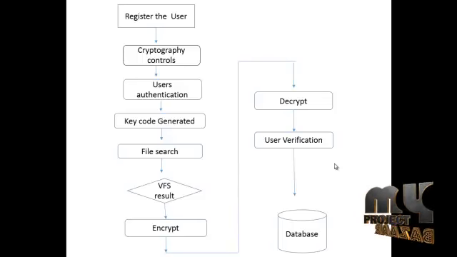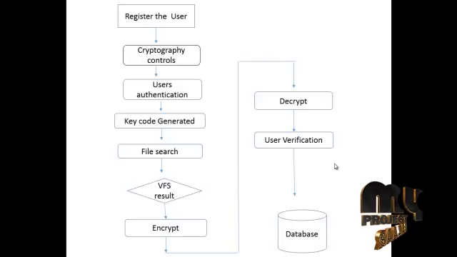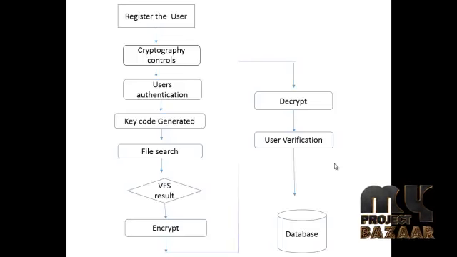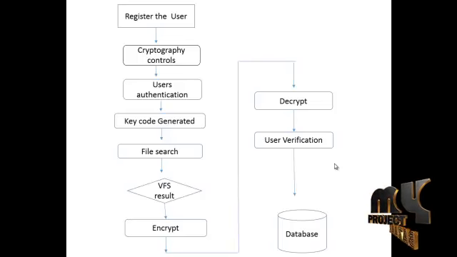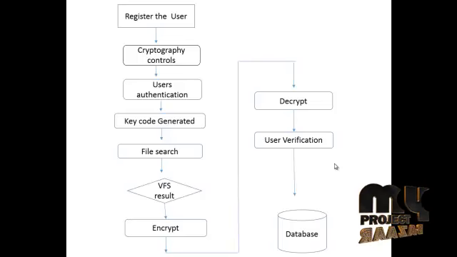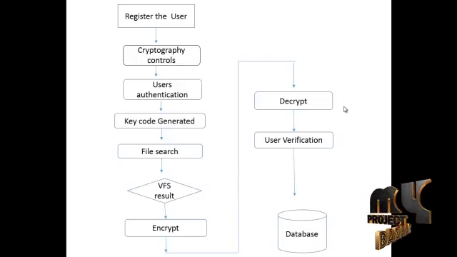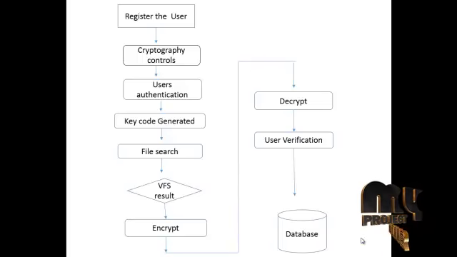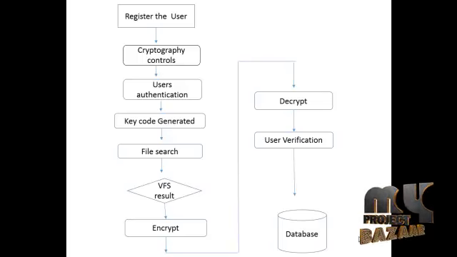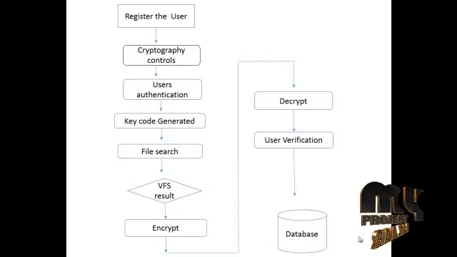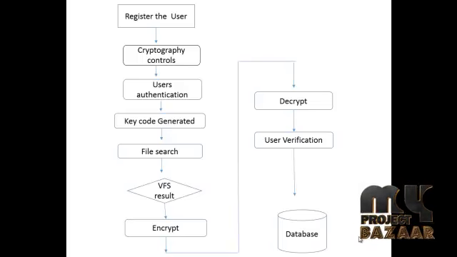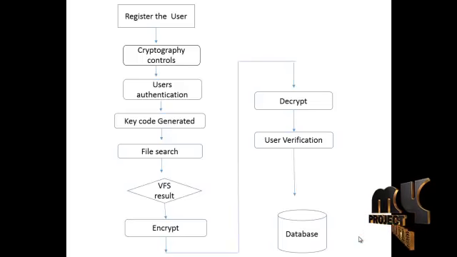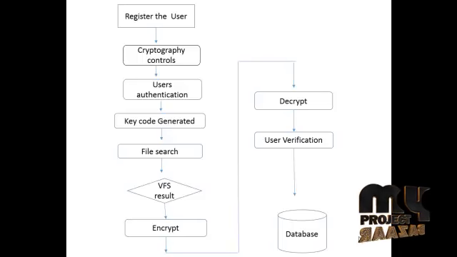The next one is the file search. File search means the user searches for files based on some components. The components may be a key code, query, public key, etc. First of all, the user comes to the page, enters the username and the file location to be searched. Here we use the file chooser to search for the particular file.